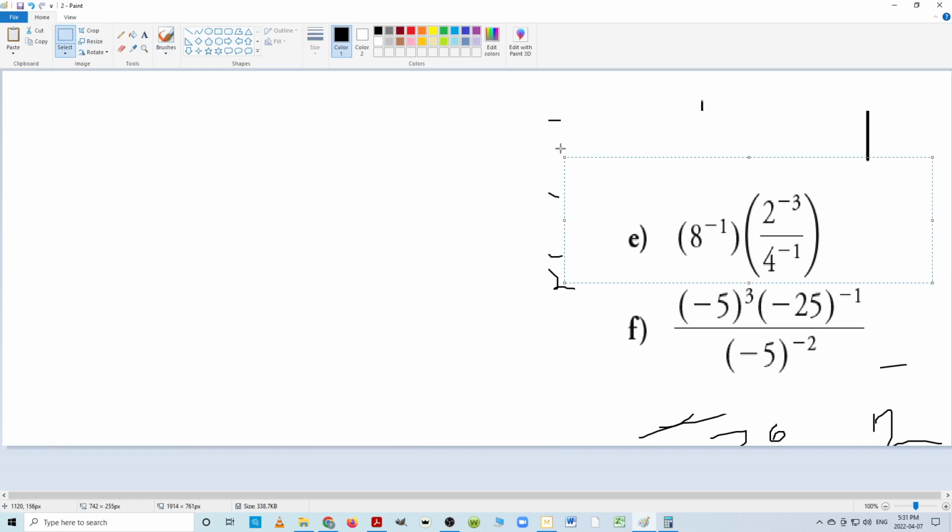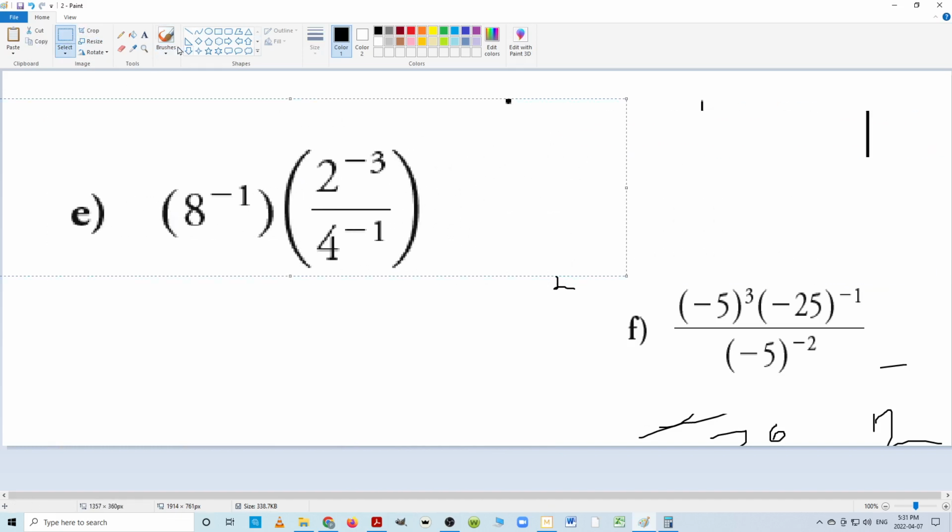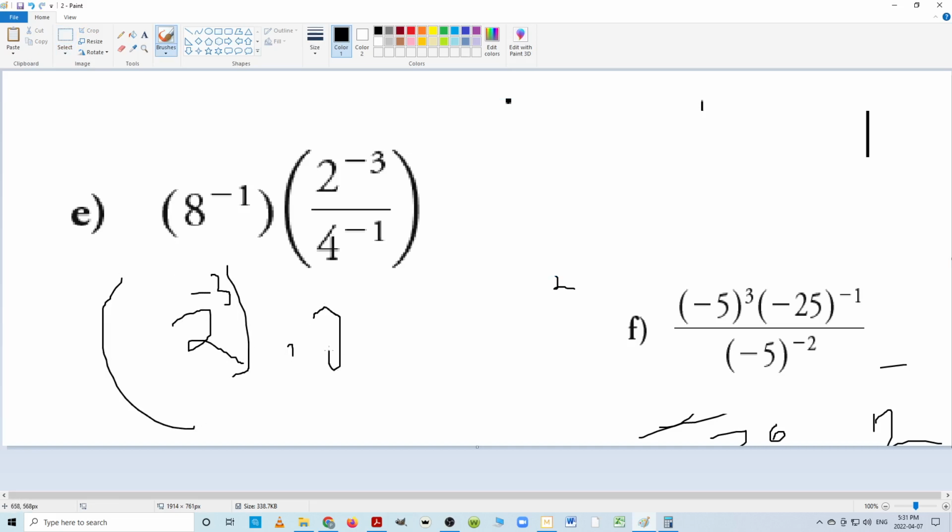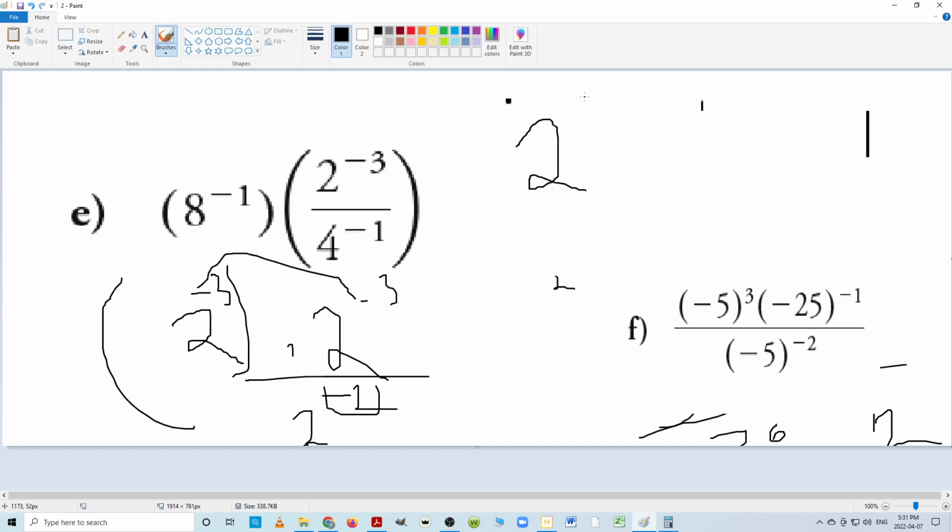Okay, so these can all be expressed as powers of 2, which is what they're getting at here. 8 is 2 to the 3, which is 2 to the minus 1. So that becomes 2 to the minus 3. Then it's multiplied by 2 to the minus 3. So I can add them. Then it's divided by 2 to the 2 to the minus 1, which is 2 to the minus 2. So minus 3 plus minus 3 is minus 6. Minus 6 minus minus 2 becomes minus 6 plus 2. So it's 2 to the minus 4, which is the same as 1 over 16.